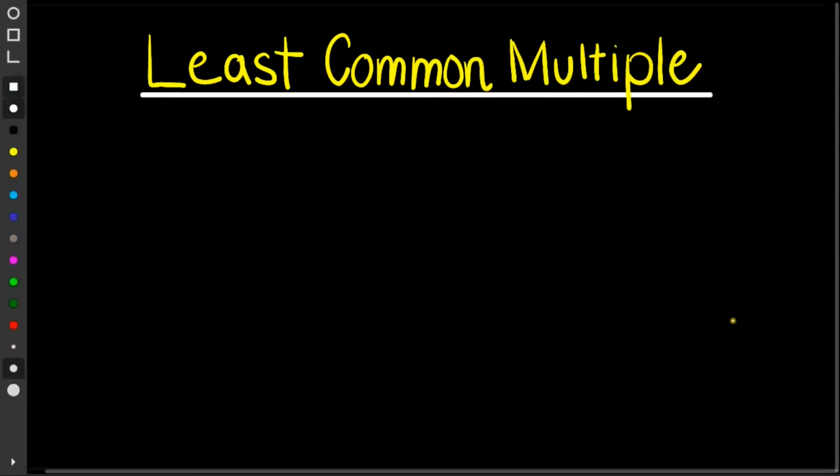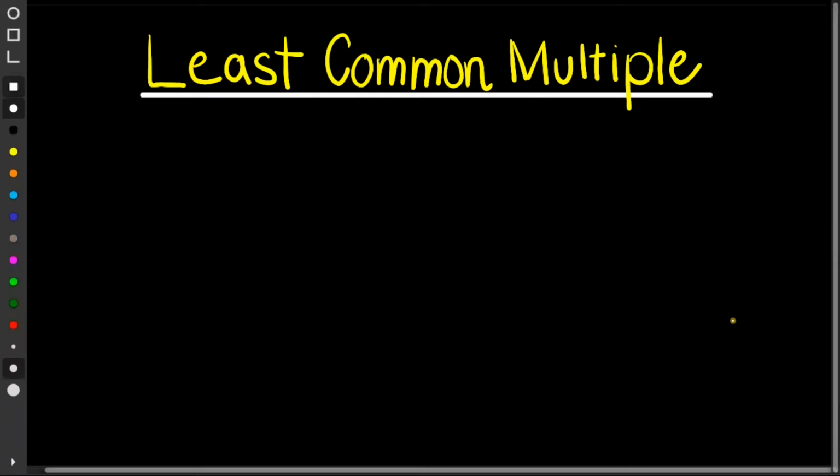Now let's start by showing some examples. We define the least common multiple, by the name itself, as the smallest multiple that is common between 2 or more numbers. Or should I say, if there are 3 or more numbers, we use among 3 or more numbers, not between. So let's try 2 and 3.